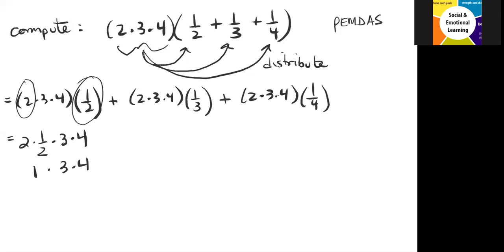So we've gotten rid of the fraction just by choosing one of the factors in this bracket to multiply by first. We're going to still have to multiply by 3 and 4, but seeing as we multiplied 1/2 times 2 first, we've gotten rid of the fraction. And this first one is just equal to 12.